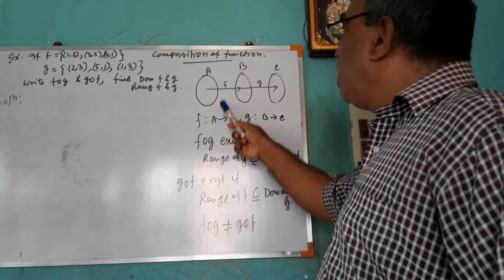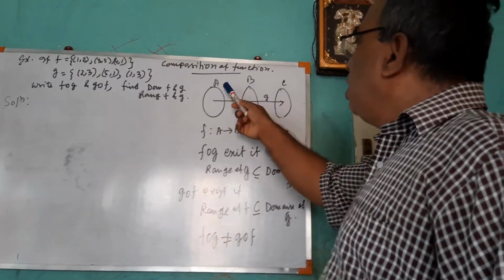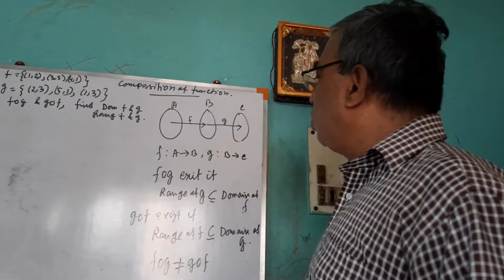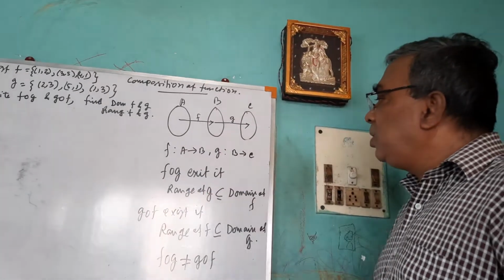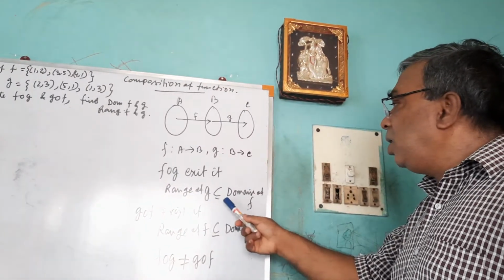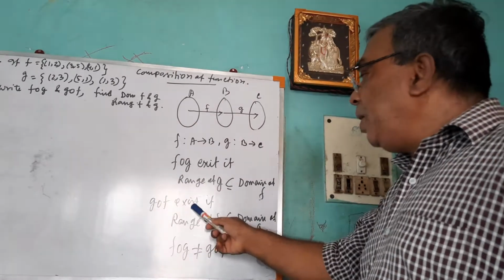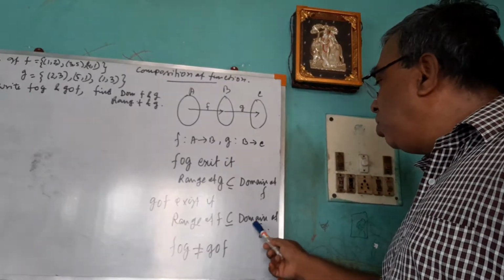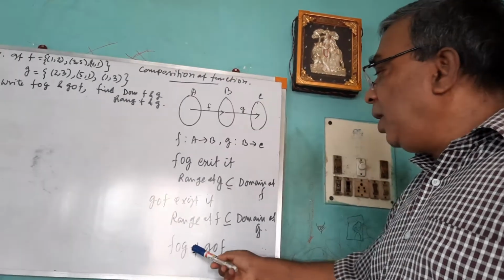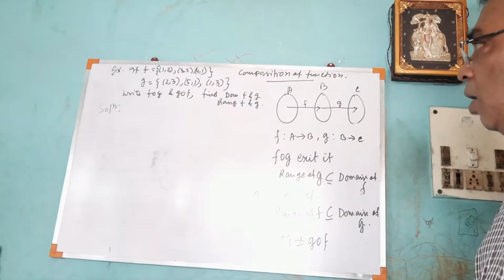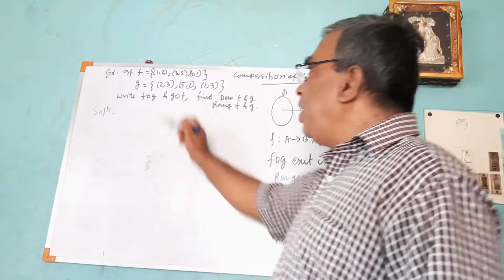What is composition of function? There are three sets A, B, C. F is a function from A to B, G is a function from B to C. So now F O G exists if the range of G is a subset of domain of F. G O F exists if range of F is a subset of domain of G. Practically F O G is not equal to G O F. So this is the rule. Now according to this rule we have to find this.